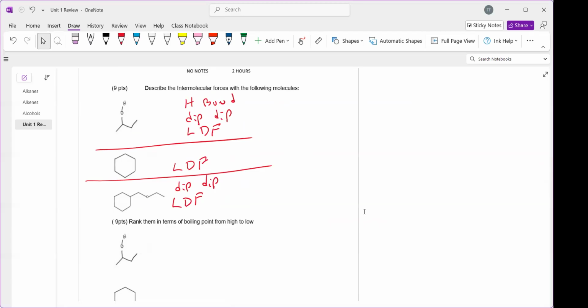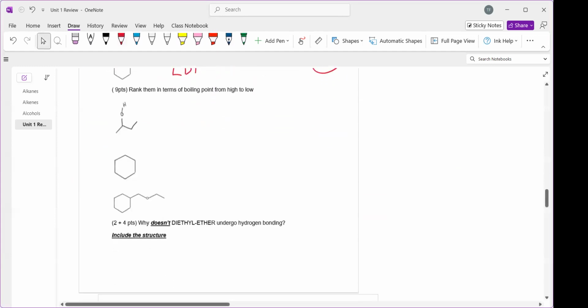Now the next question asks, now rank them in terms of boiling point. The higher the IMF, the higher the boiling point, no exceptions. So it's going to be number one, highest, number two, kind of in the middle, and number three. That's the second part of the question.